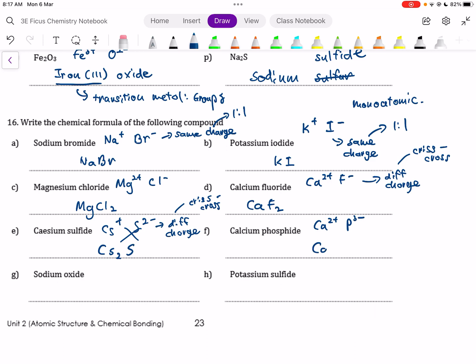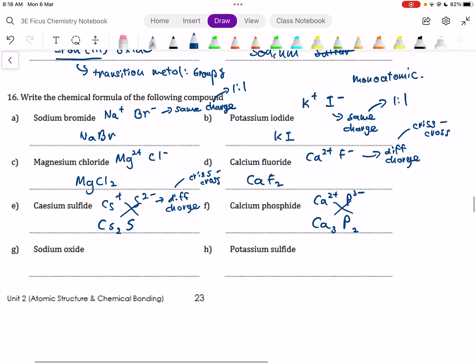So copy down the symbol first. That's always the first thing. Then you put a 3 here, you put a 2 here, right? 3 comes here, 2 comes here. So shift the numbers without the plus and the minus. Right?